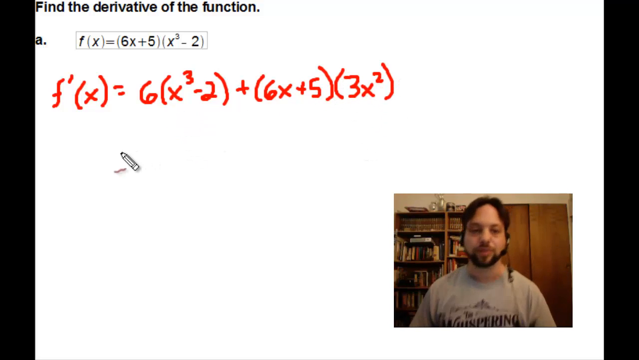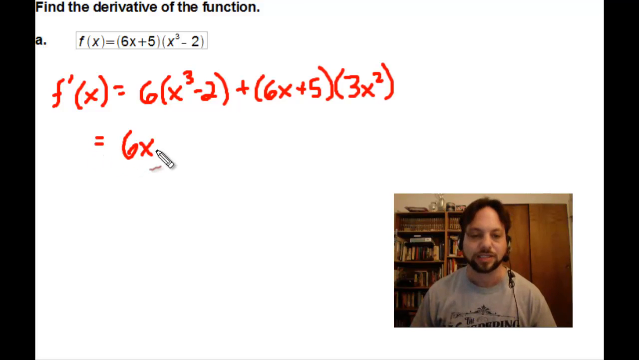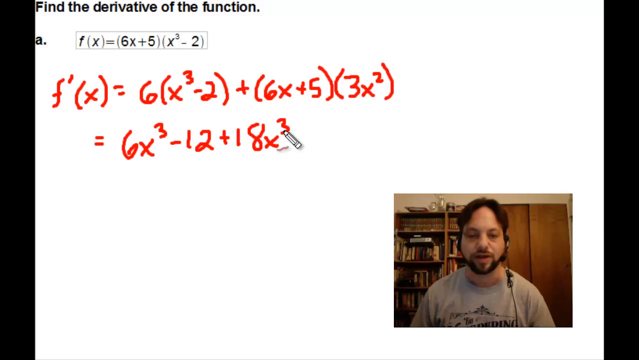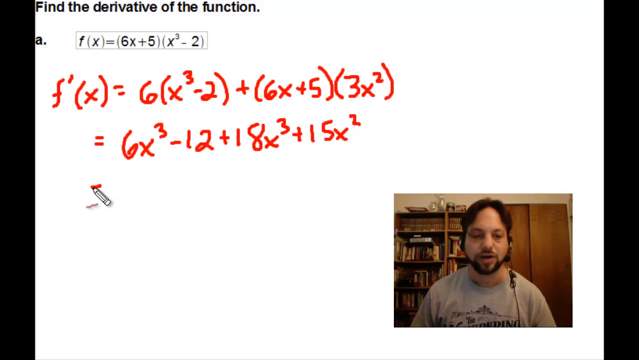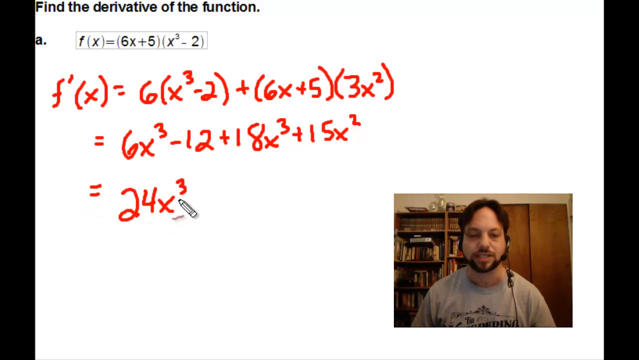So there's my derivative. Now I know some of you are going to want to multiply this out and simplify and all that good stuff. So if you are one of those people, here is what this is going to look like if I distribute. And finally, once I do that, I can go ahead and combine my like terms, and it looks like I'll have 24x cubed plus 15x squared minus 12.